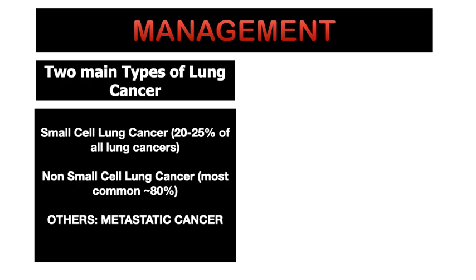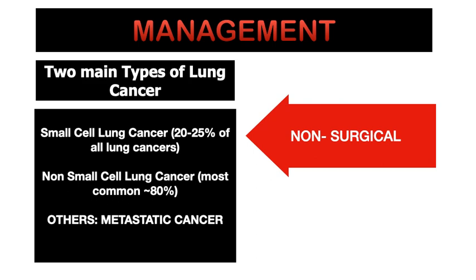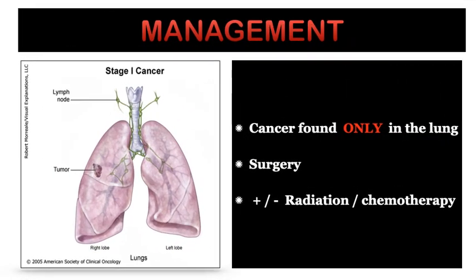For the primary, we have to remember that there are two main types. Small cell cancer, which accounts for less than a quarter of all lung primaries, and it is not responsive to surgery. Non-small cell cancers, on the other hand, account for 80%, and they are amenable to surgery in the early and locally advanced stage. So now, let's concentrate on the non-small cell cancers.